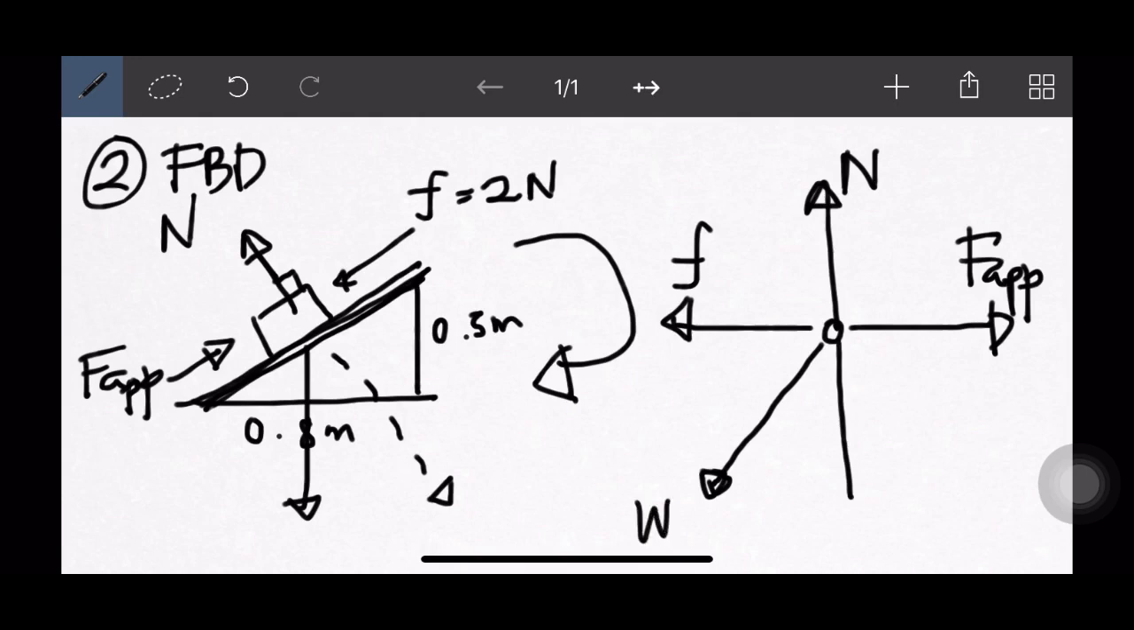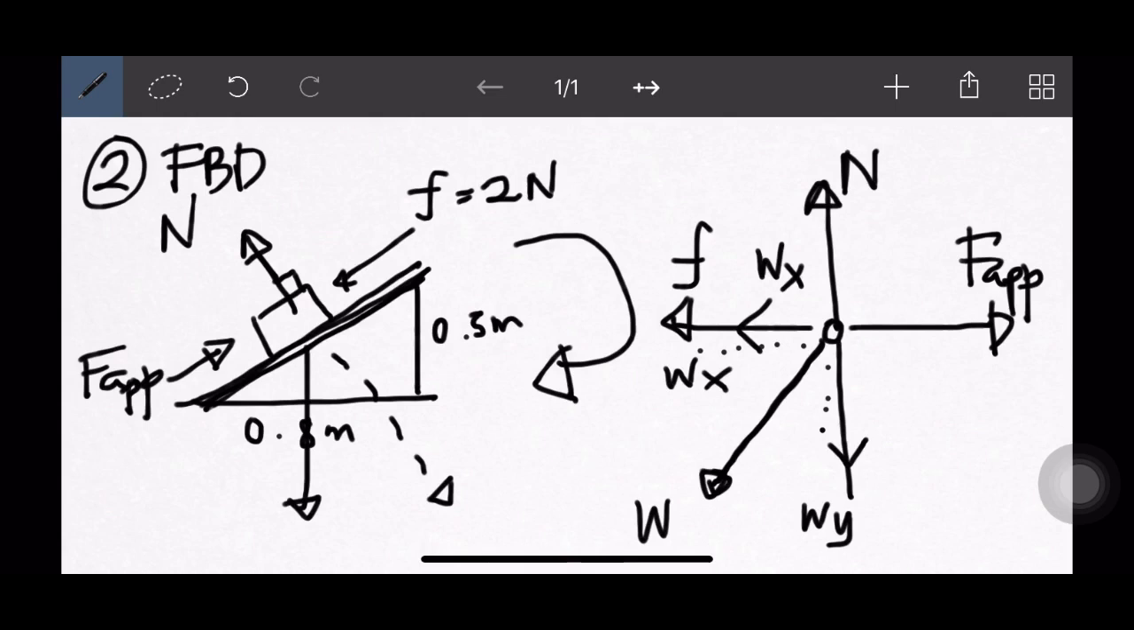Okay, so what's the next thing to do? Remember that since the weight is not along the x and y axis, you have to know that there are certain components of the weight. So you have the wx and you also have the wy. The wx is here, in the same direction as the friction force, and the wy is here as well, along the y-axis.